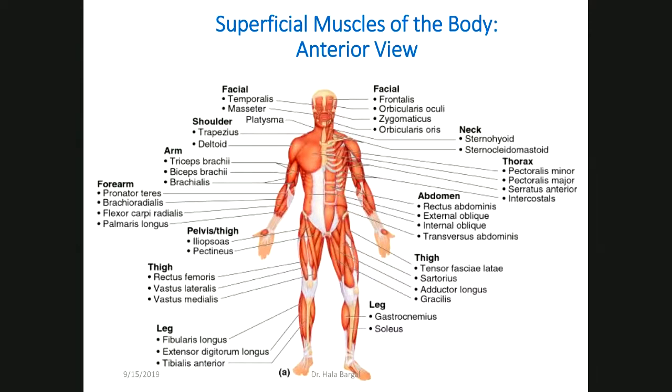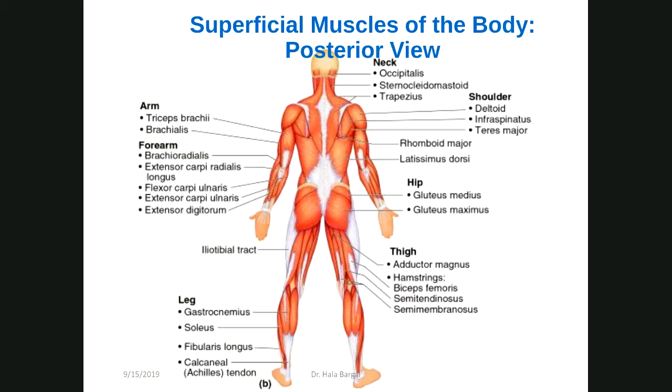Gracilis, the first muscle in the adductor group. You have to apply the same for all the superficial muscles of the body in the posterior view. For example, rhomboid major. This muscle is named after its shape and size. Infraspinatus, named after its location in the infraspinous fossa.